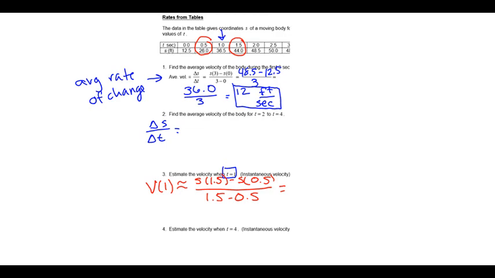So using that same logic, now try to figure out the estimated velocity of t equaling 4. Here's a hint. Since you do not have any number greater than 4 on your table, you can use 3.5 and 4 to help you estimate. So your interval here would be 3.5 to 4 to help you estimate.